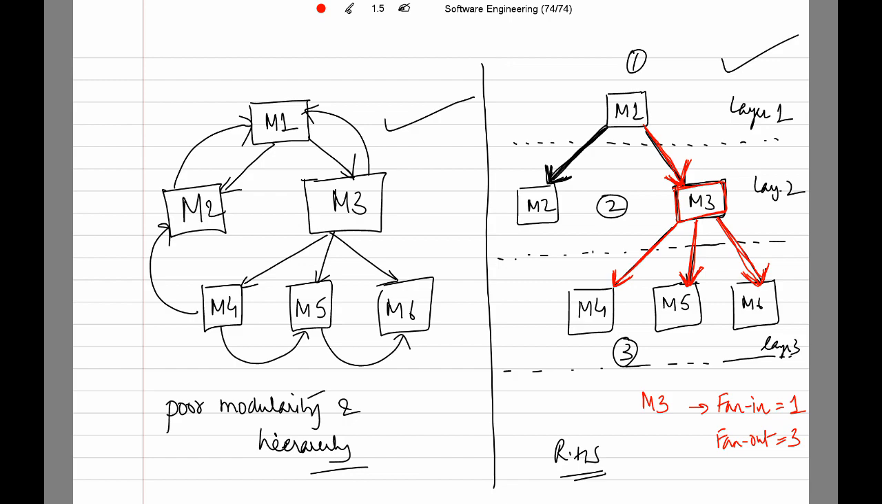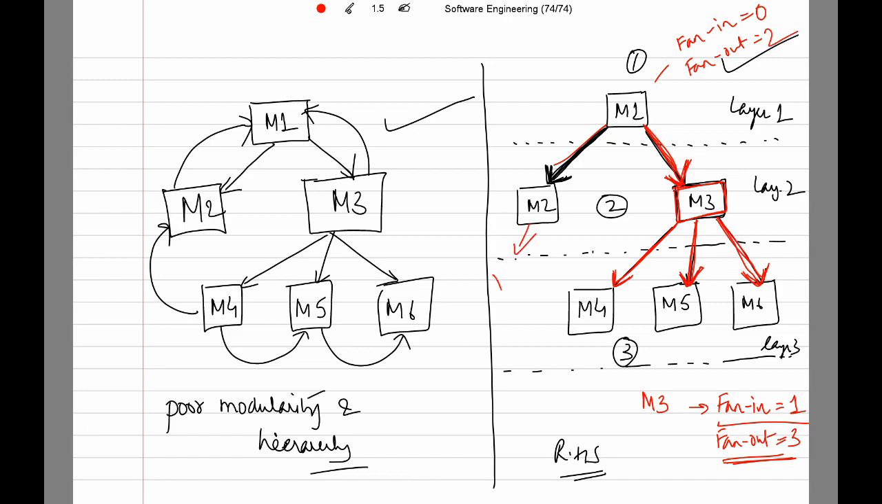How many modules does a given module invoke? In this case the given module is M3. So how many modules does M3 invoke? M3 is invoking 3 modules. So the fan out value for M3 is 3 and fan in is 1. Alright, so if you look at M1, for M1 the fan in value is 0 and the fan out value will be how much? This is 1 and this is 1, that means 2.